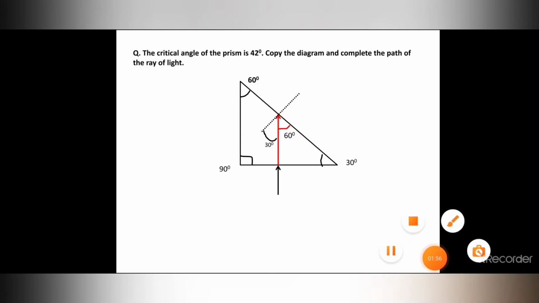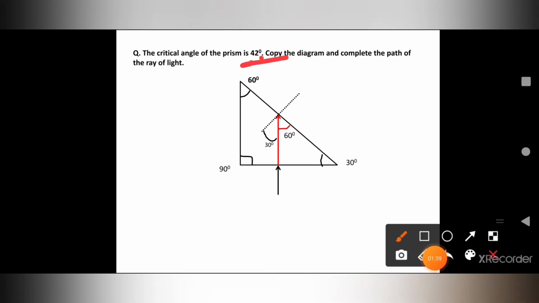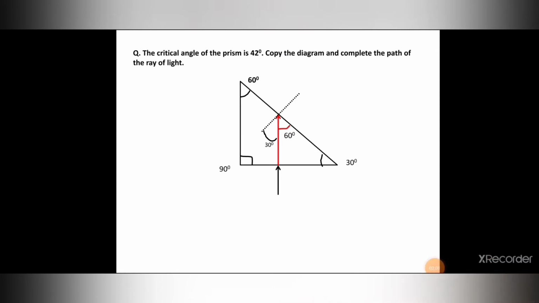Now what is the critical angle? The critical angle given in the question is 42 degree, and out here the angle of incidence is 30 degree. Now the ray of light will pass like this. Since the angle of incidence is less than the critical angle, the ray of light will just refract out and deviate from its path. This is the first question.